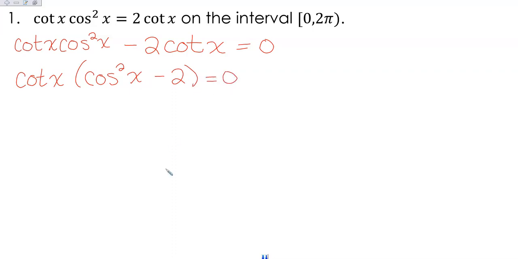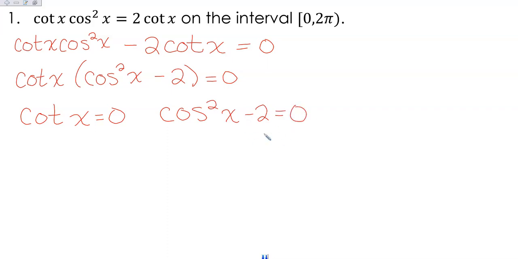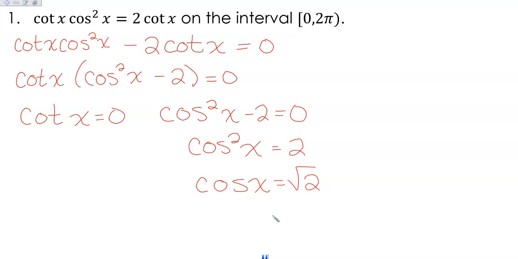So now each piece here has one singular trig function to it. So we're going to set the cotangent of x equal to 0 and the cosine squared of x minus 2 equal to 0. Okay, we're going to add 2 to both sides, so we're going to get the cosine squared of x equals 2. And then from there, we're going to square root both sides. So I get the cosine of x is equal to the square root of 2.